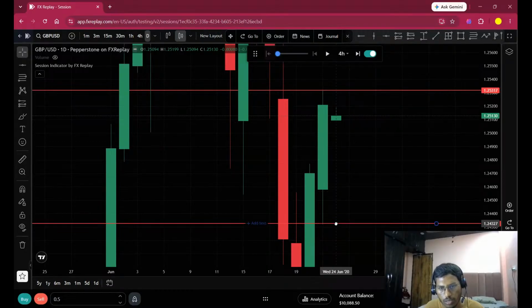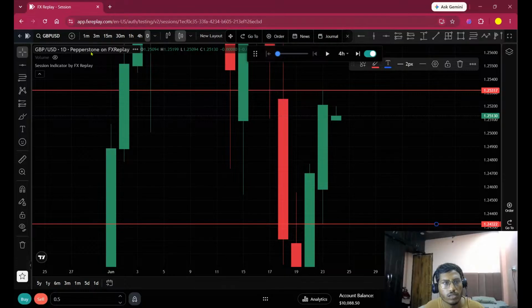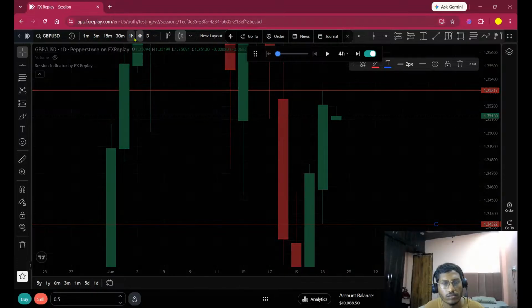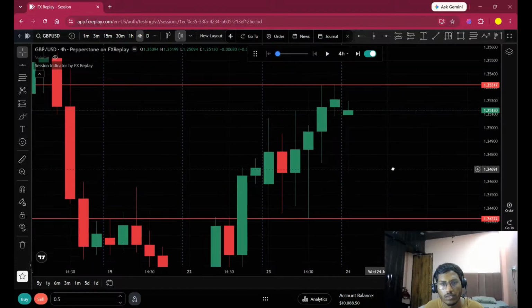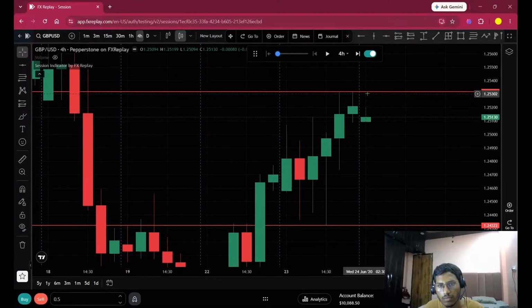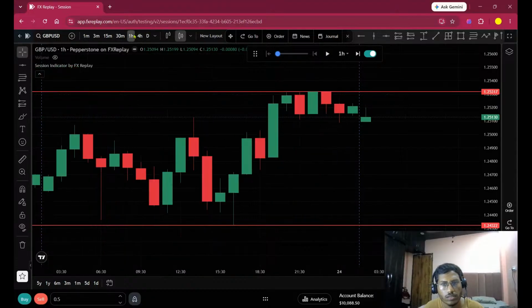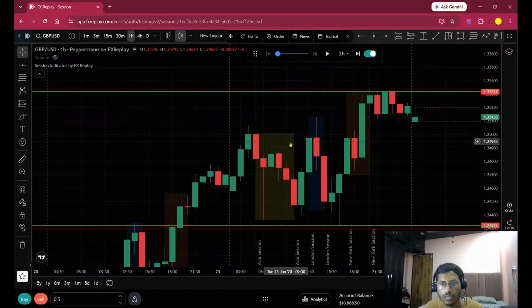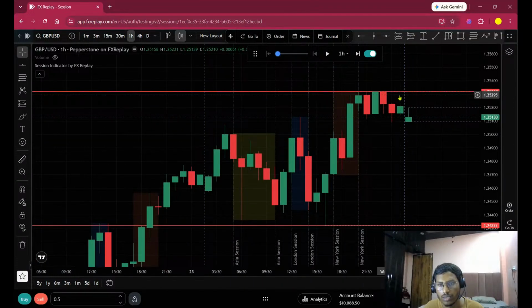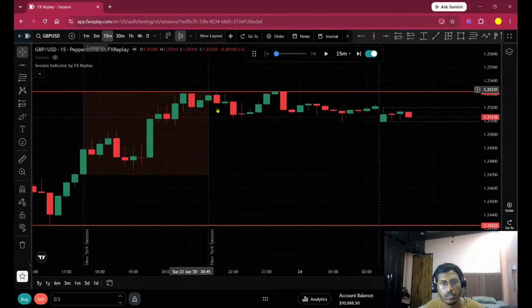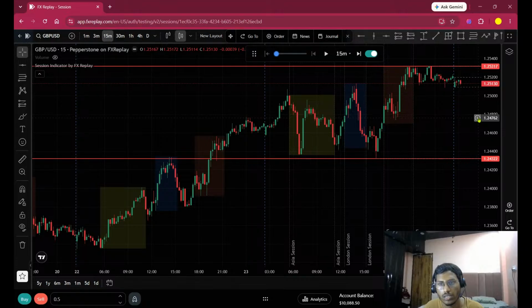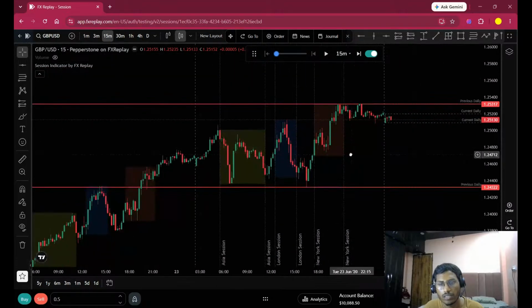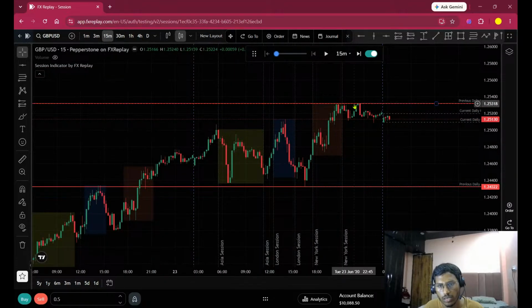So here I have marked high and low of the candle. Now 4 hour candle. So we have here equal highs. Here we have equal highs. Here we have FVG. Now mostly, if you see, this is a swing low and this is swing high.